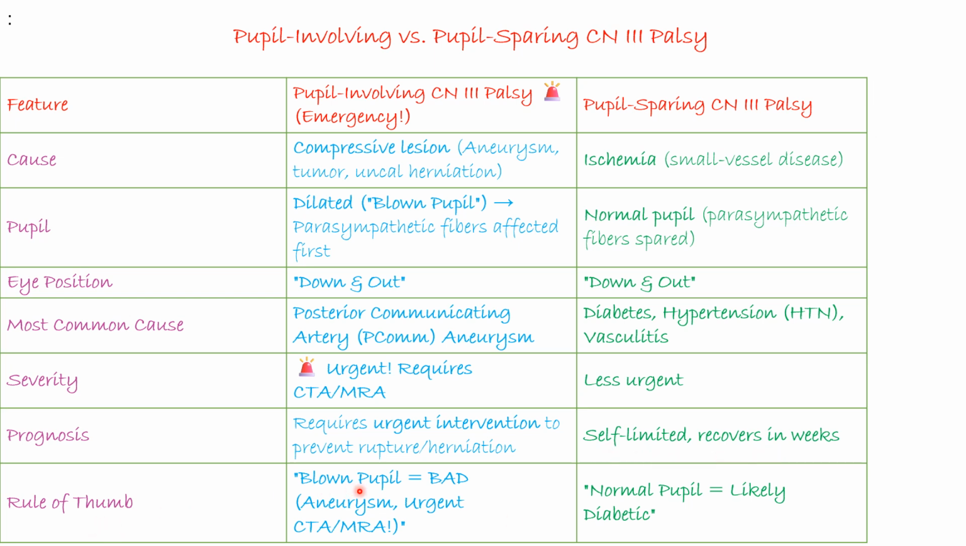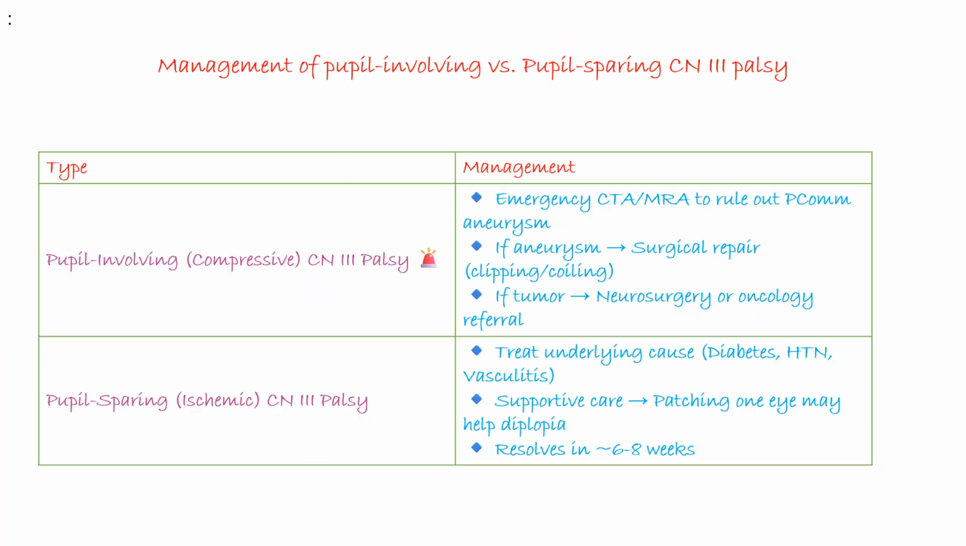The rule of thumb is that a blown eye, that is caused maybe by an aneurysm, as we have said, is usually urgent, and you need to get an urgent CT angiogram or MRI angiogram. Whereas pupillary sparing usually has a normal pupil, usually because of diabetes.